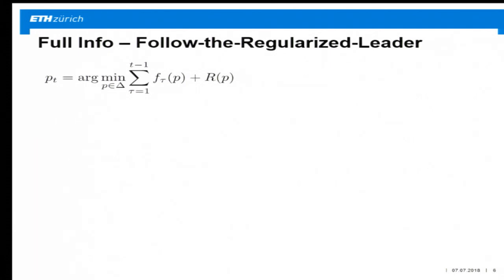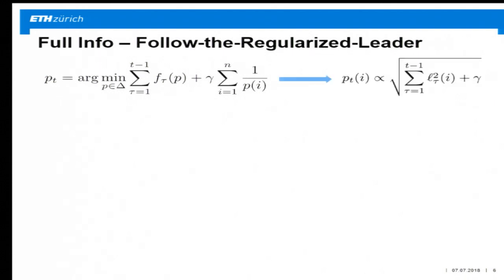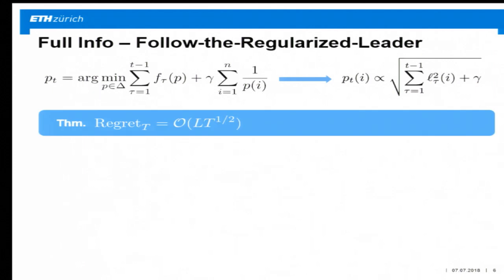And we would like also to penalize low entropy. So in this work, we choose this regularizer as gamma times the sum of the inverse probabilities. And that will give a nice update step for p_t, which says that at time T, this sampling probability should be proportional to the square root of the cumulative losses up to time T minus 1 plus this regularizer gamma. This gamma will be a hyperparameter of our algorithm.